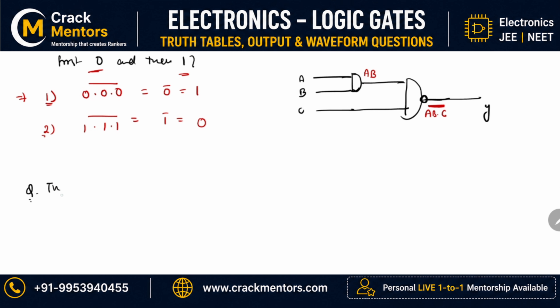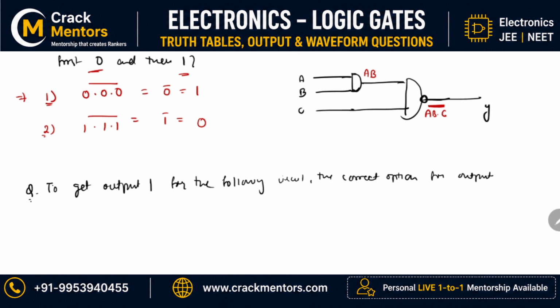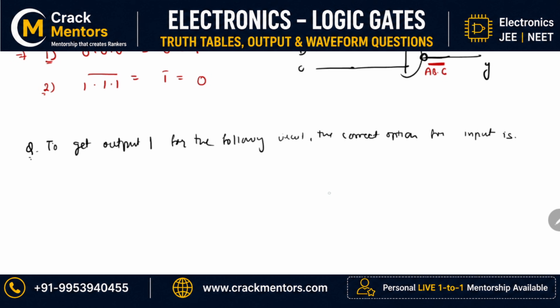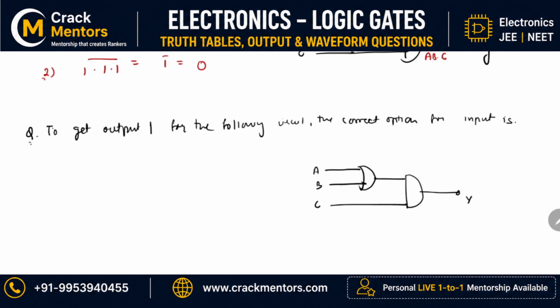The next question says that to get output 1 for the following circuit, the correct option for input, because output is already given. The correct set of input is what? Here I am having this gate, my outputs are passing from this one, the third output is here, and it is passed again to this kind of gate. This is my output y, this is a, this is b, and this is c. You have to tell what is the correct answer for y.